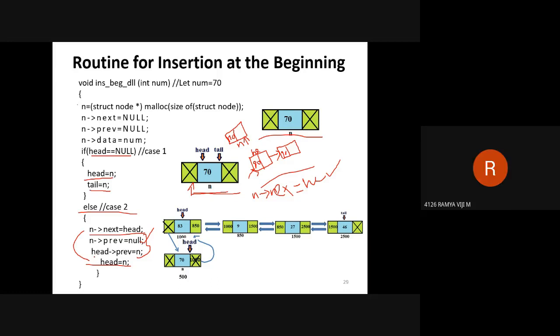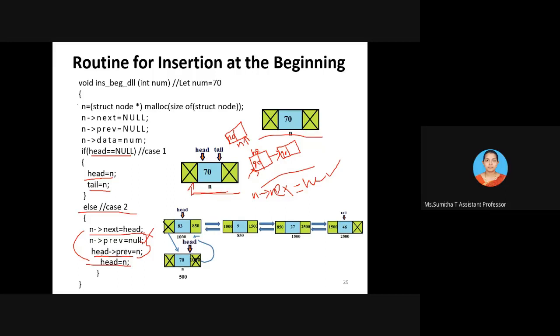Ma'am, but while creating a node itself, we are declaring that it is null, no, ma'am? Yes. Then how will some other value be assigned, ma'am? First creating n of previous. Yes. So this line is not needed, I think. Tomorrow we have lab, right? So we will check with that particular code. Okay, ma'am.